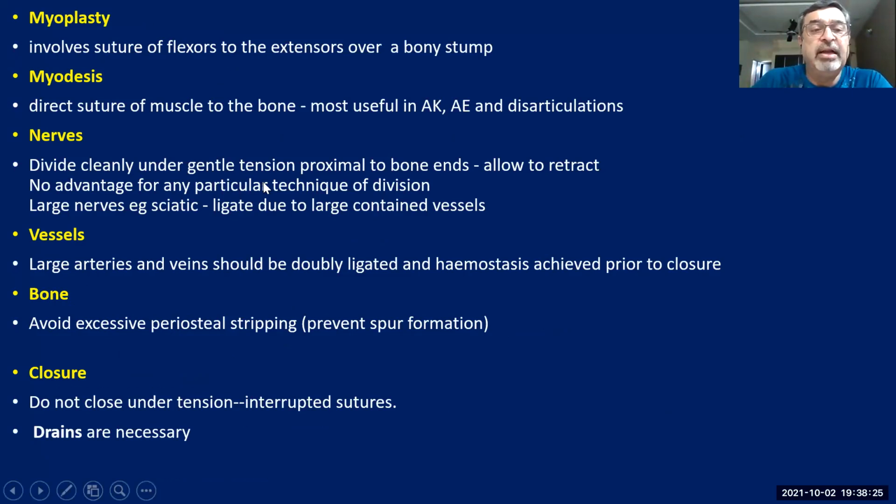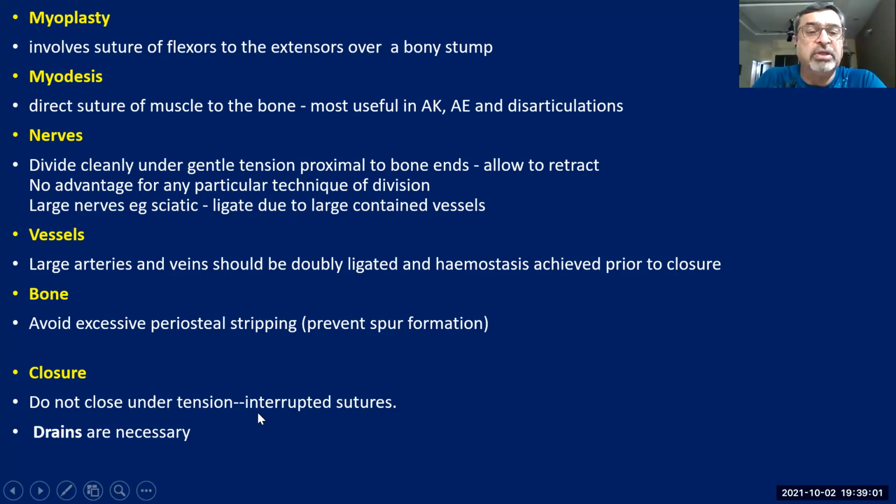Nerves are divided cleanly under gentle tension, proximal to the bone ends, and allowed to retract. There is no advantage for any particular technique of division, that is slant cut or transverse cut; you can do it as you feel like. Large nerves, that is sciatic, are ligated due to large vessels which are contained around them. Large arteries and veins should be doubly ligated and hemostasis achieved prior to closure. Avoid excessive periosteal stripping of the bone, because if you strip periosteum, there is a chance of spur formation, which will again be painful with the prosthesis.